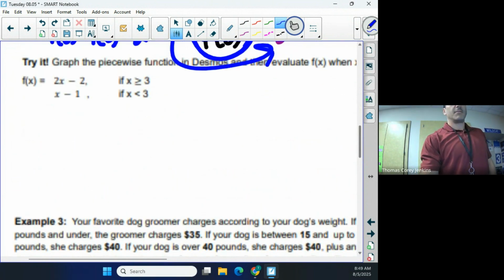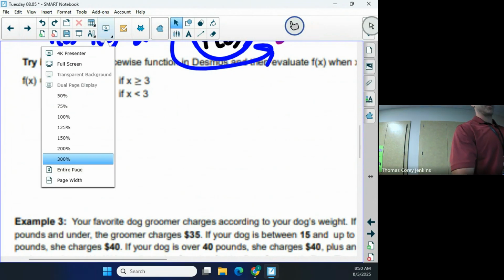So we only have about 10 minutes before our drill. So let's go ahead and skip the try it for now and skip to the back. Let's do the word problem and finish with that.